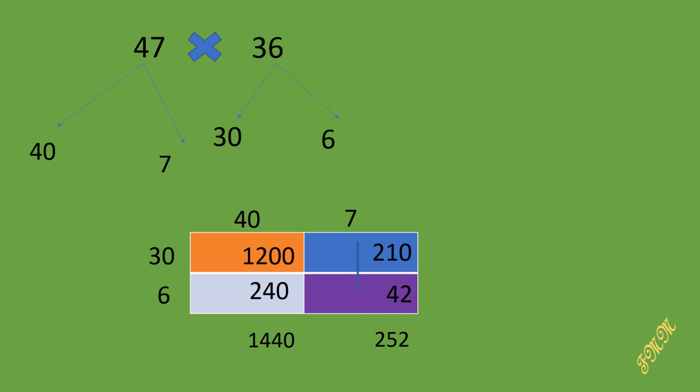In the final step, I'm going to add the numbers that I've got right now, 1440 and 252. Adding these two numbers gives me the result of the multiplication, which is 1692. That means 47 and 36, if you multiply these two numbers, you will get 1692.